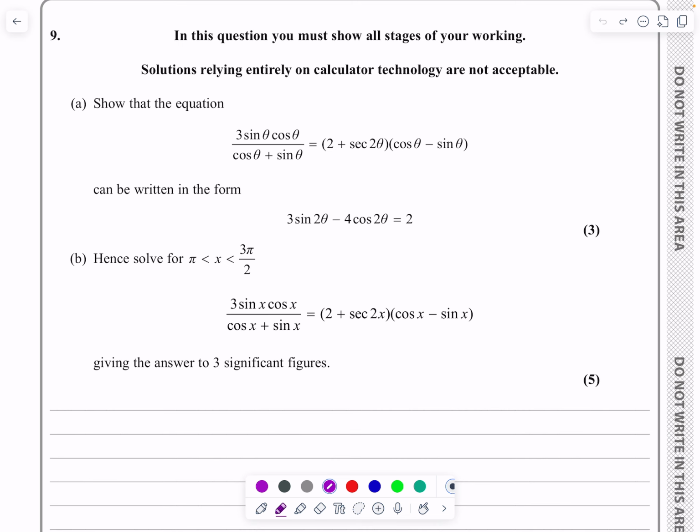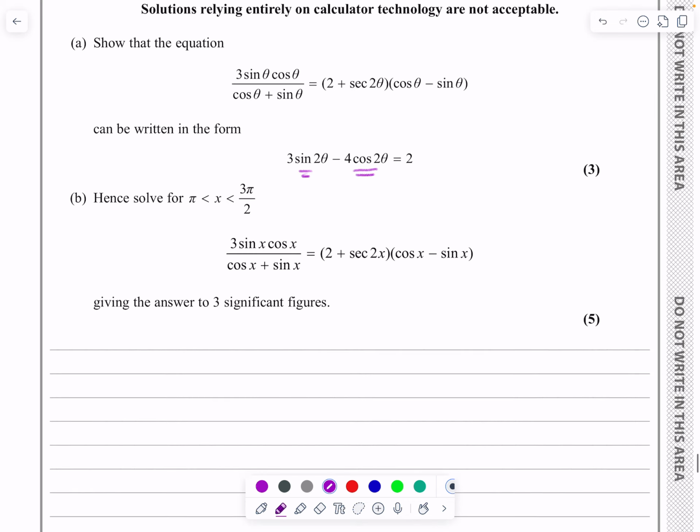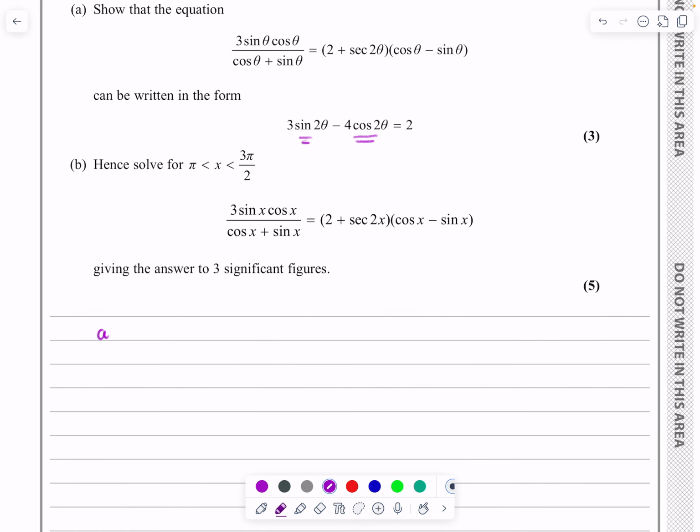Part A says, can we show that this equation can be rewritten into this format here? So when we're doing one of these questions, what my students often say to me is, I don't know how to get started, sir. So what we've got to look at is what we're trying to end up with. We're trying to end up with sine 2 theta and cos 2 theta. And I'm not going to write this down and keep it written down, but we should know what these two identities are then. Sine 2 theta is 2 sine theta cos theta.